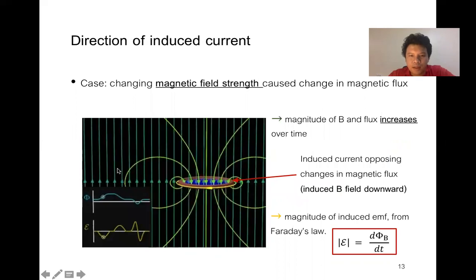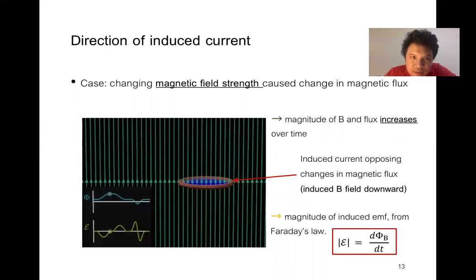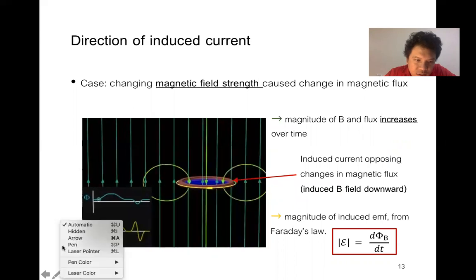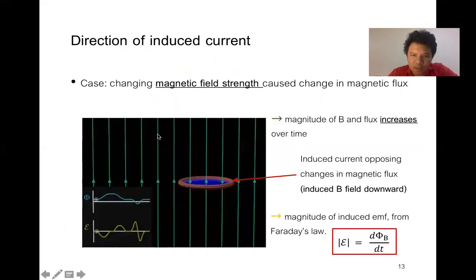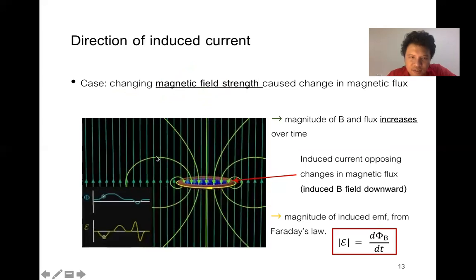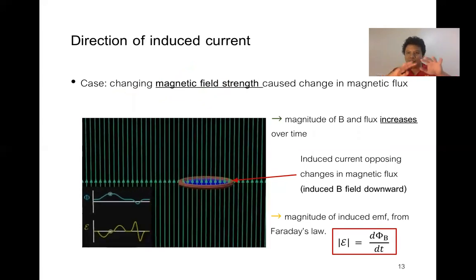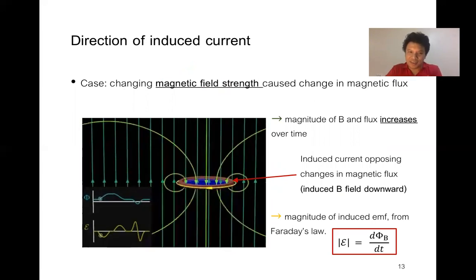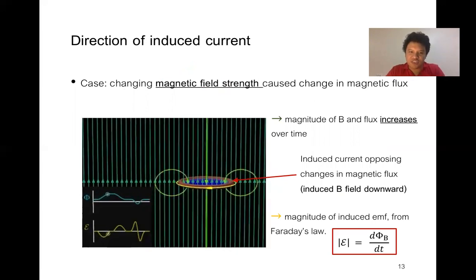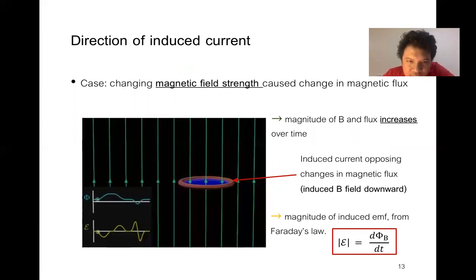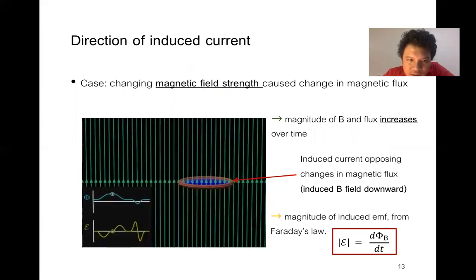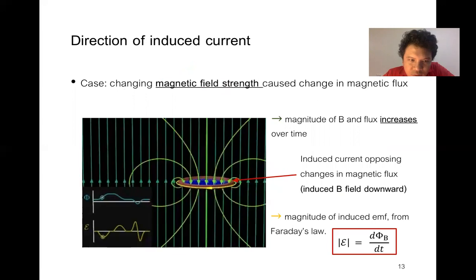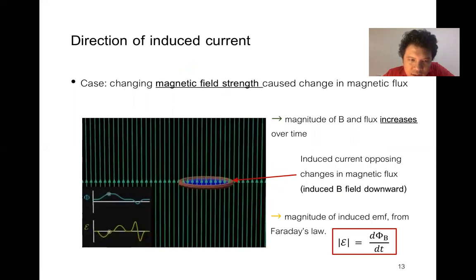Okay, so let's have a look at the case of changing magnetic field strength. When the magnetic field strength changes, the density or the number of field lines is changing. When the number of field lines is changing, you can see that magnetic flux has changed. So when it increases, this is the increasing magnetic flux.